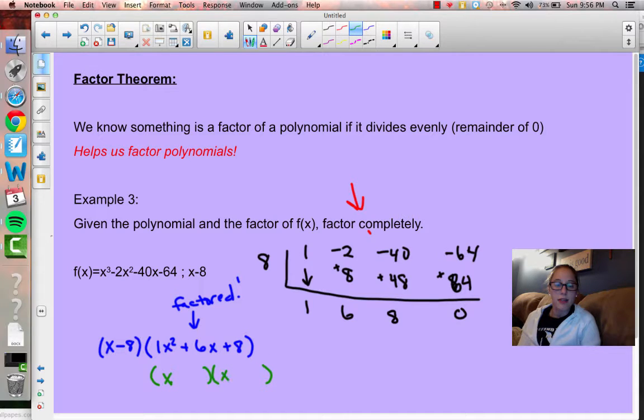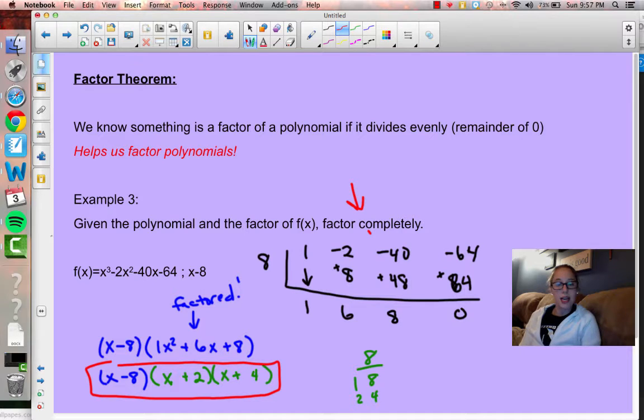So I split my x's in the front, and then all my factors of 8 that can get me a potential 6. Well, the only one that works is 2 and 4, so I'm going to have a 2 and a 4 here, and then both of these are pluses, so this is going to be a plus and a plus. And then, of course, I just bring down my x minus 8 that I had at the front. And this is my final answer because I've got it factored entirely.